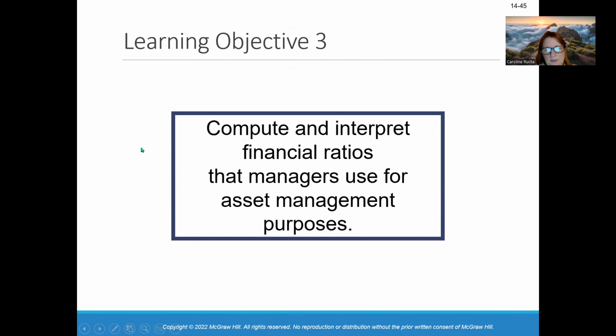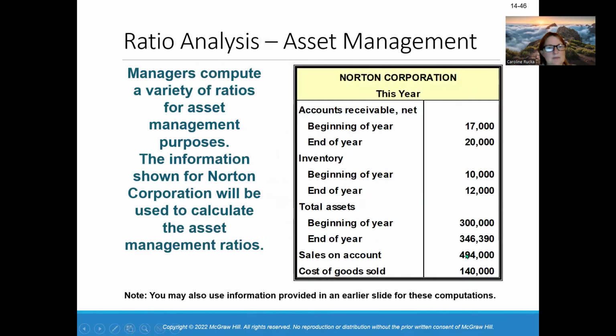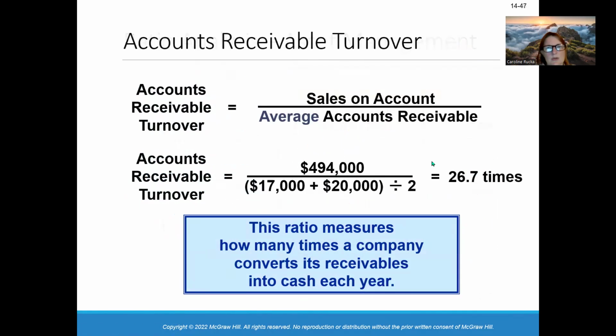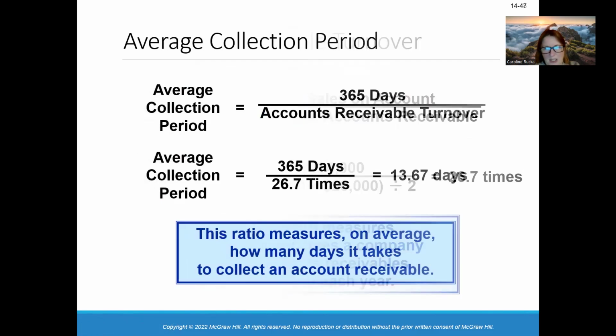All right. So for asset management, we have a different group of ratios. Again, we're using Norton. We have our accounts receivable turnover. This is how many times the company converts its receivables into cash each year. That is our sales on account divided by the average accounts receivable. In the case of our friends here, they turn over their accounts receivable 26.7 times per year.